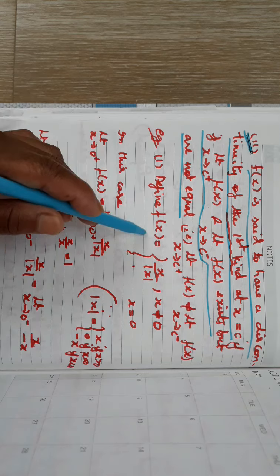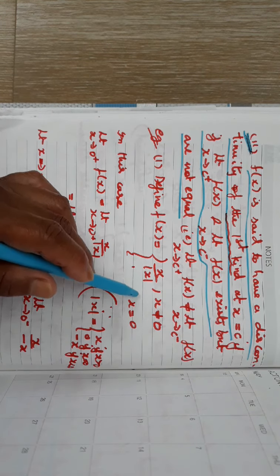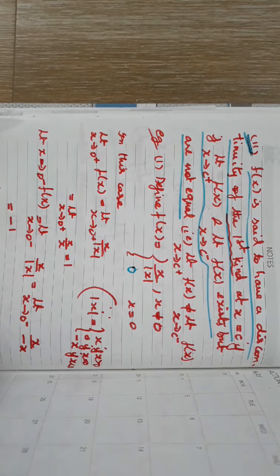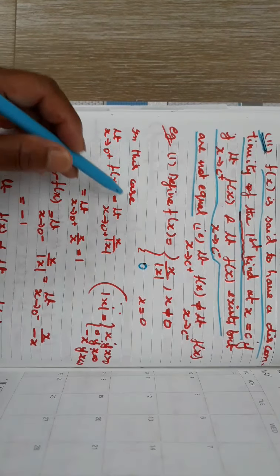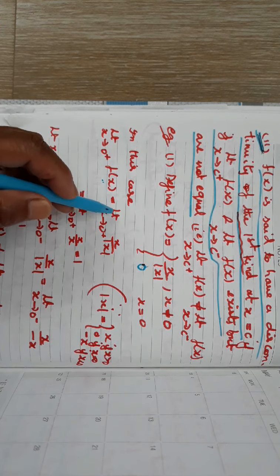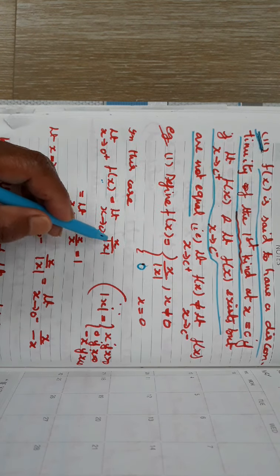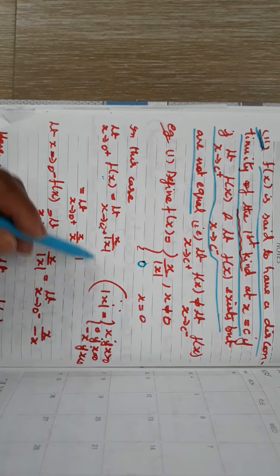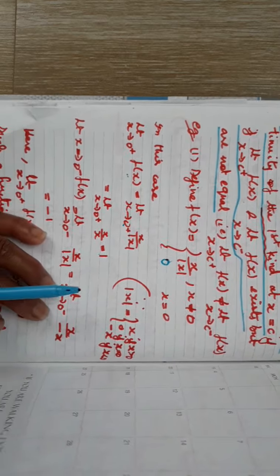So for example, you define f of x here is equal to x by mod x when x is different from 0, and it is equal to 0 when x is equal to 0. So in this case, we have limit x tends to 0 plus, that is, the right hand limit is equal to limit x tends to 0 plus x by mod x. So when x is greater than 0, we know that mod x is equal to x. So this is x by x, which is equal to 1.